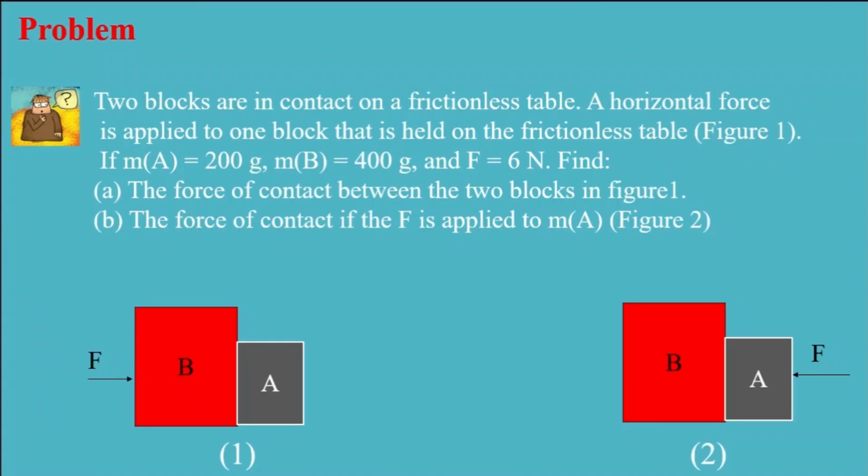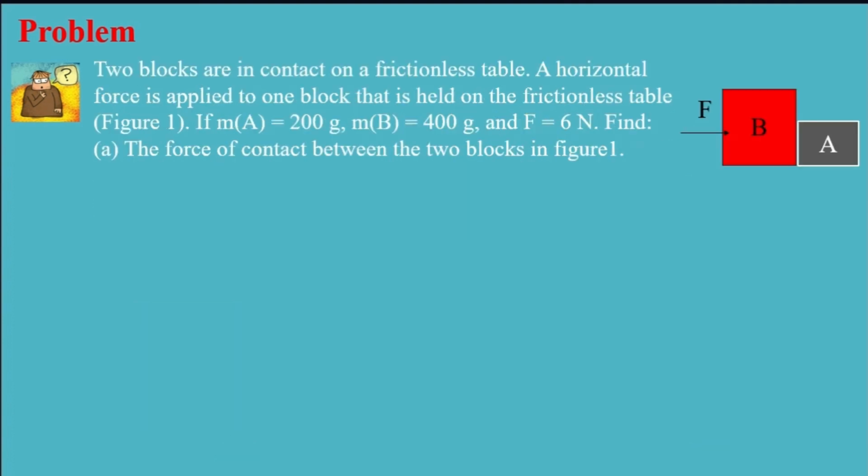Here I have two blocks in contact. For the first part, force is applied to block B, and for the second part, force is applied to block A. And I need to find the contact force between the two blocks. I'm going to start with part A. So let's think about it this way. If force is applied to block B, then block A and B start to move together, right? So I can assume they behave as one object.